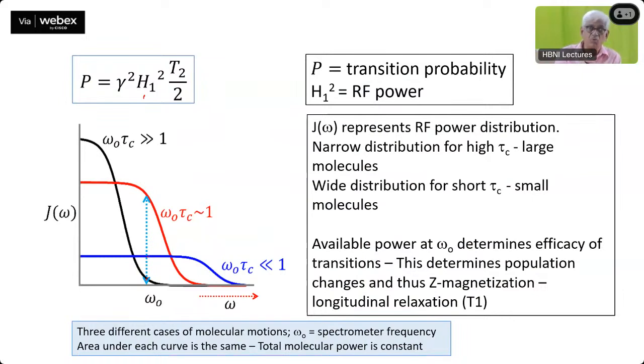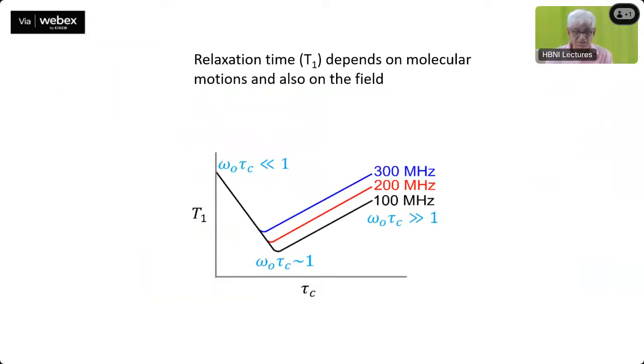It will also depend upon omega naught. It will also depend upon tau c. How does it show here? If I plot T1 with tau c, T1 has a minimum value when omega naught tau c is equal to 1. On either side, it goes up. On either side, it is higher.